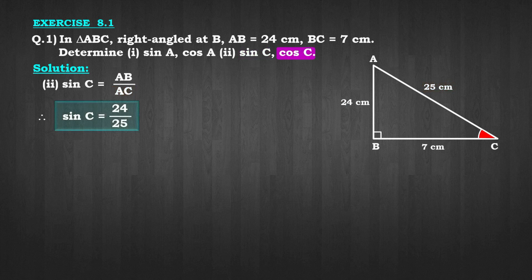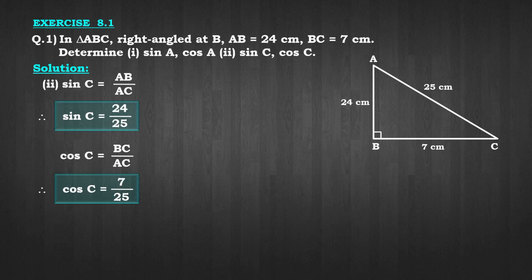Now, let us find cosine C. For angle C, the side adjacent to the angle is BC and the hypotenuse is AC. Cosine C is defined as the ratio of the adjacent side to the hypotenuse. So, cosine C is equal to the length of BC divided by the length of AC. Substituting the values, cosine C becomes 7 divided by 25. This gives us the required values of sine C and cosine C.